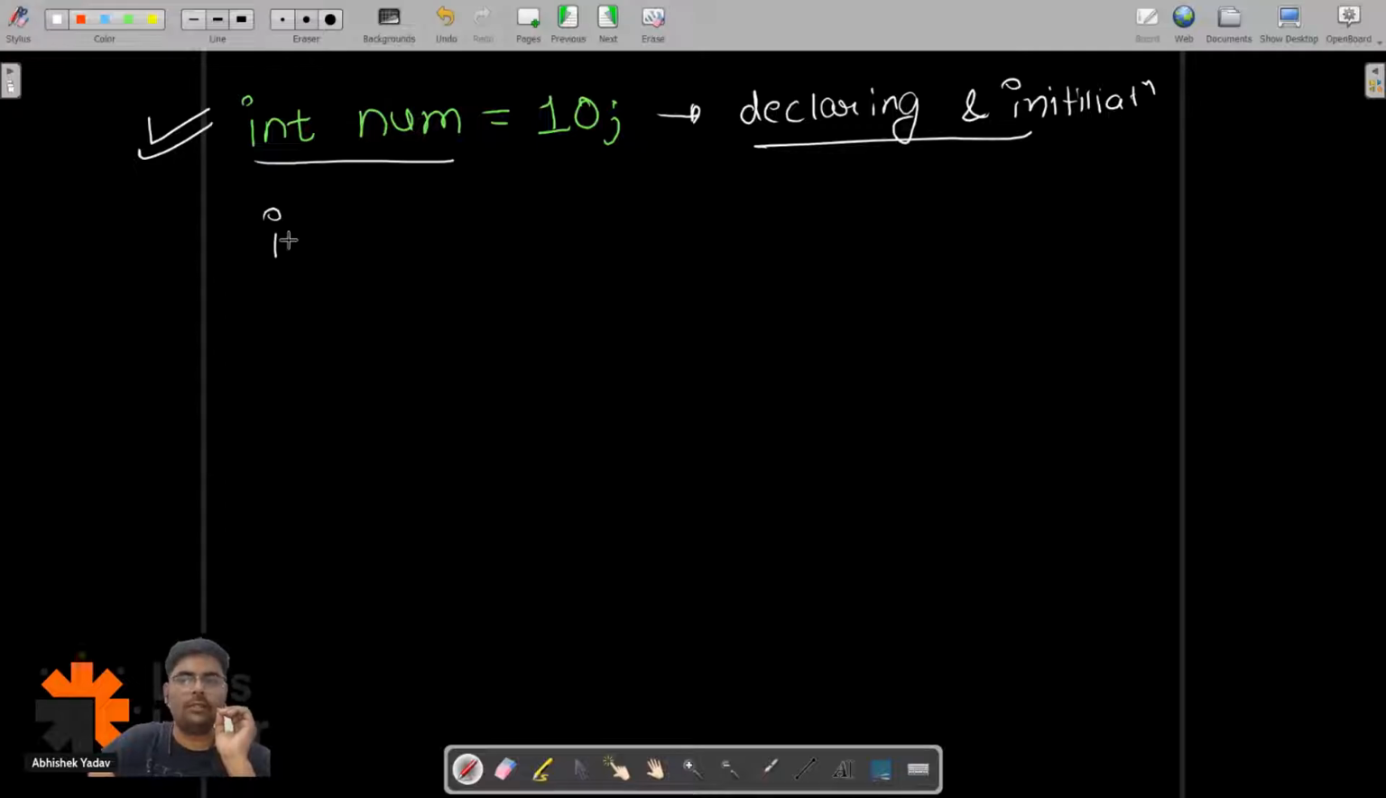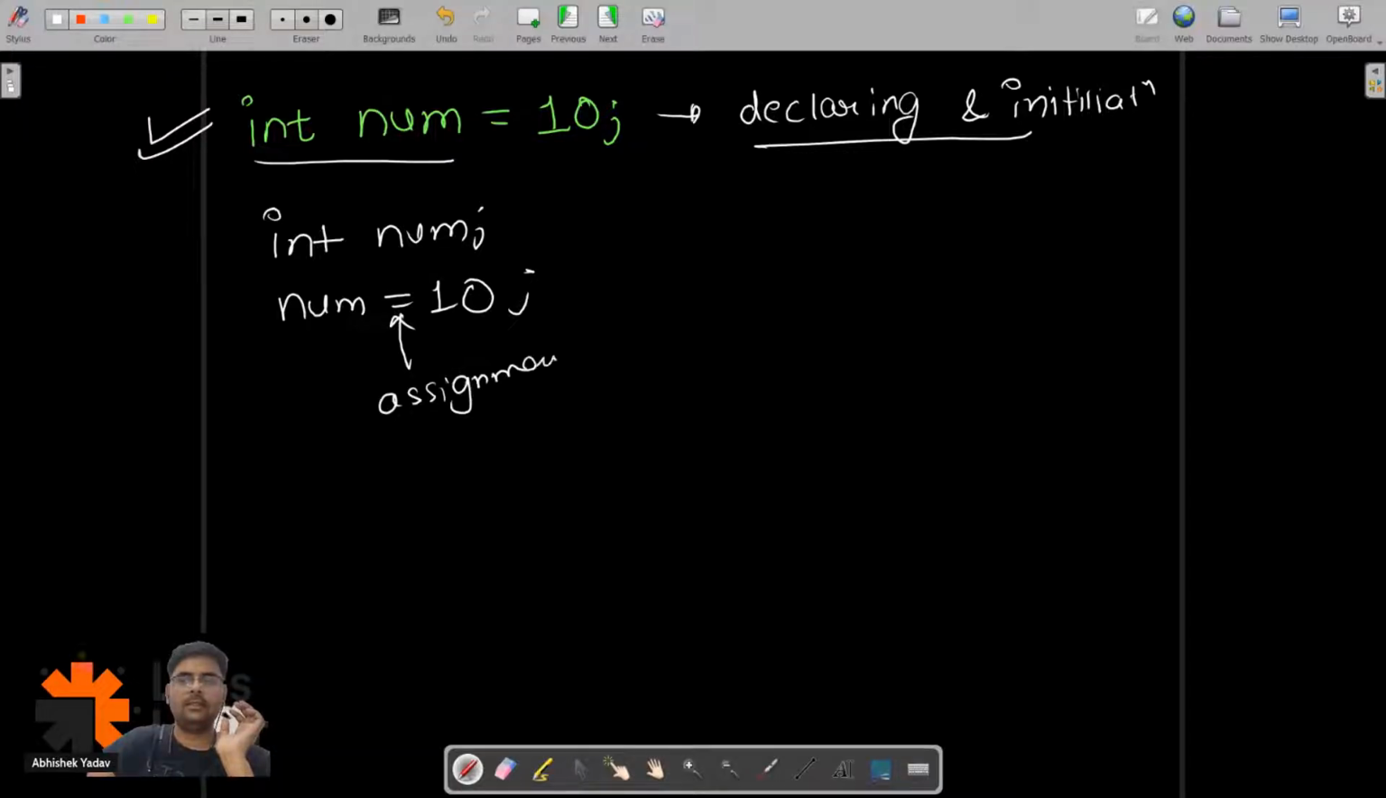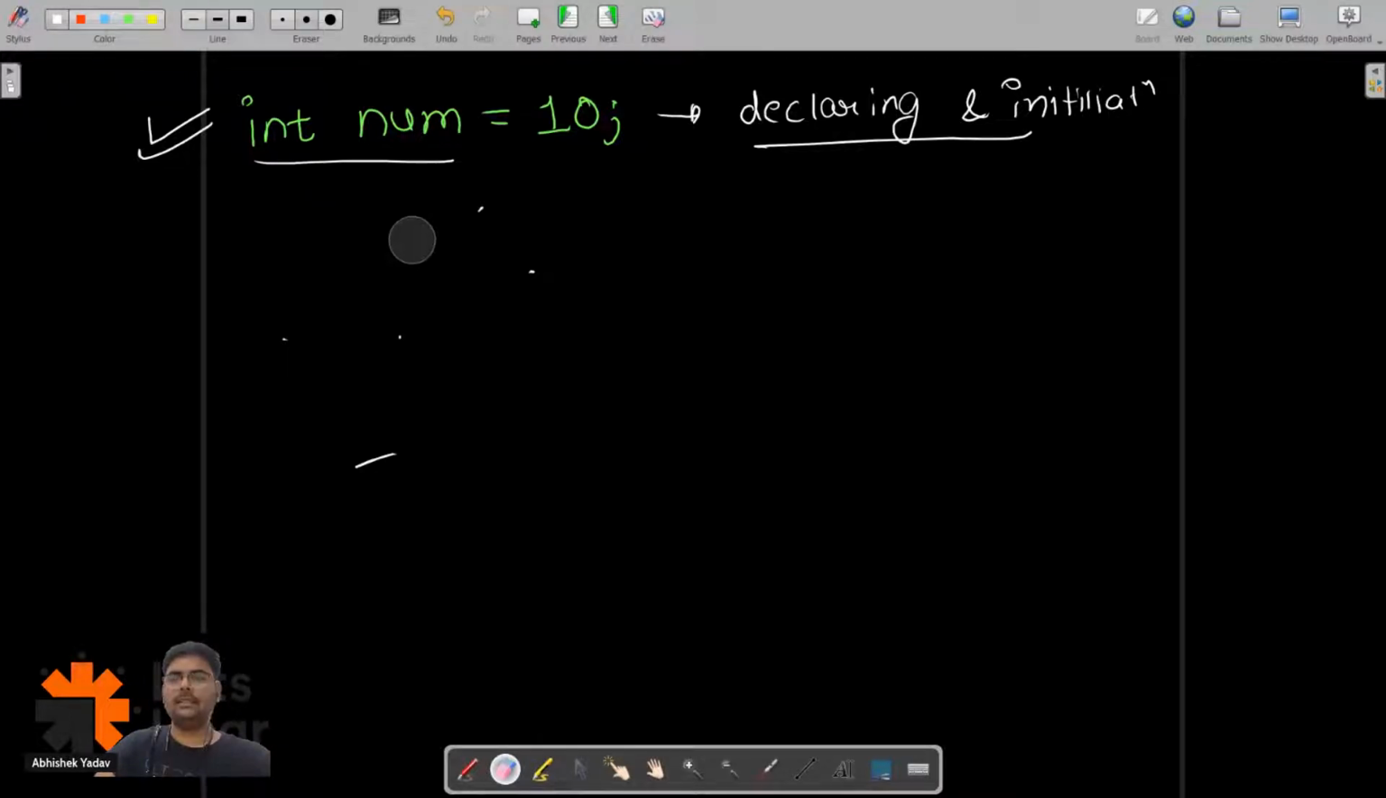Or what you can do is first declare a variable and after that store the value inside the variable. And this is what? This is the assignment operator here. That is, you are assigning some data to the variable num, right, everyone? So we are going with the first approach, that is I'm declaring and initializing at the same time.